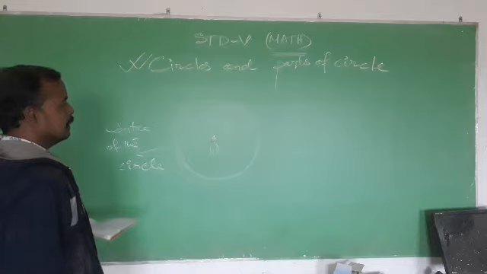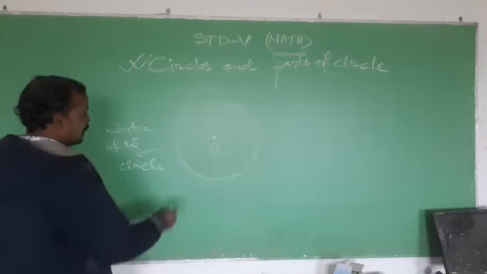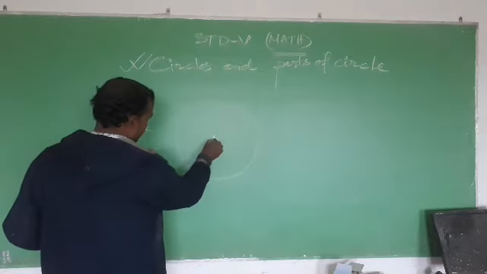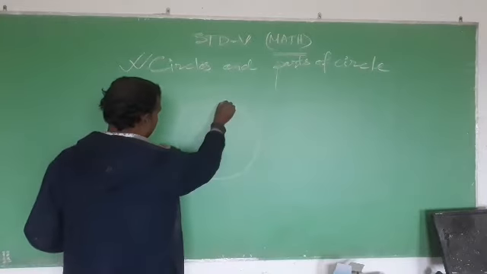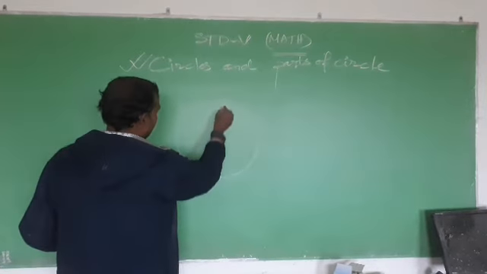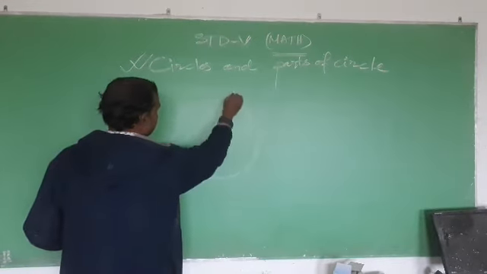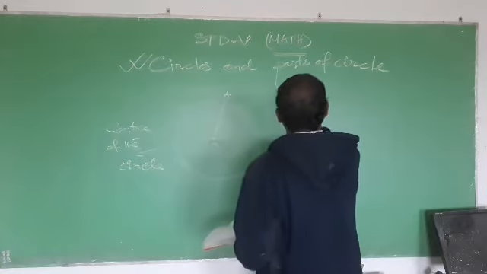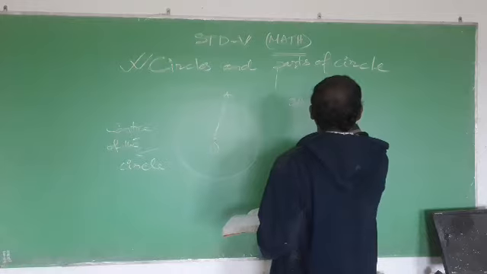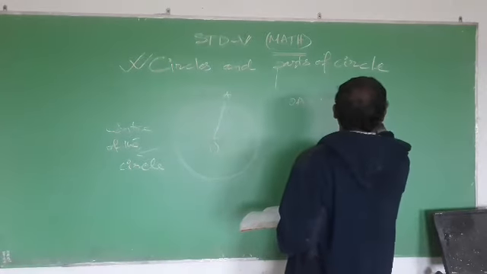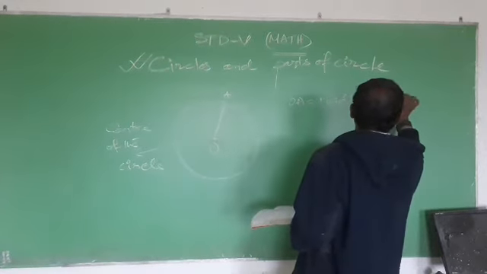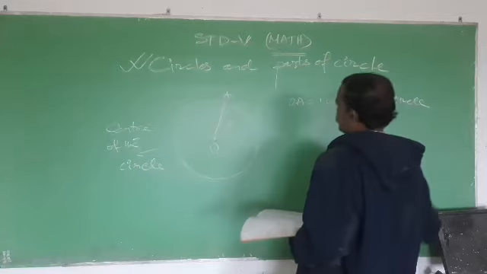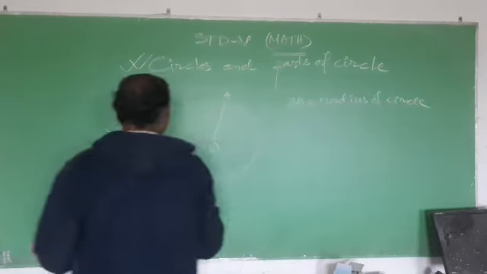Okay, and when you join the center with any point on the circle, let this point be A. So OA is the radius of the circle. Okay.